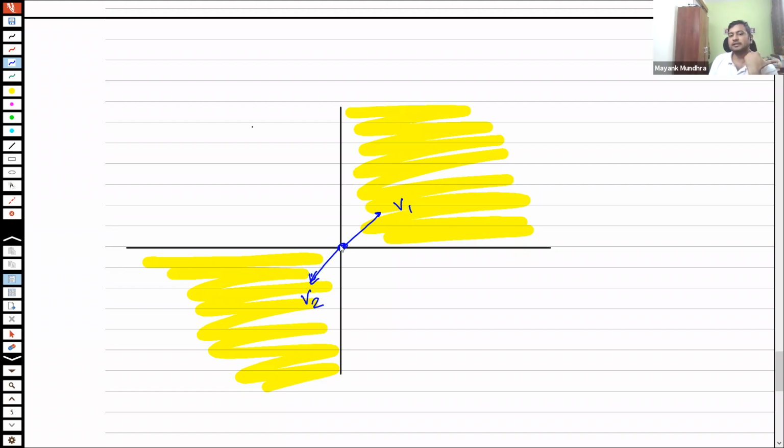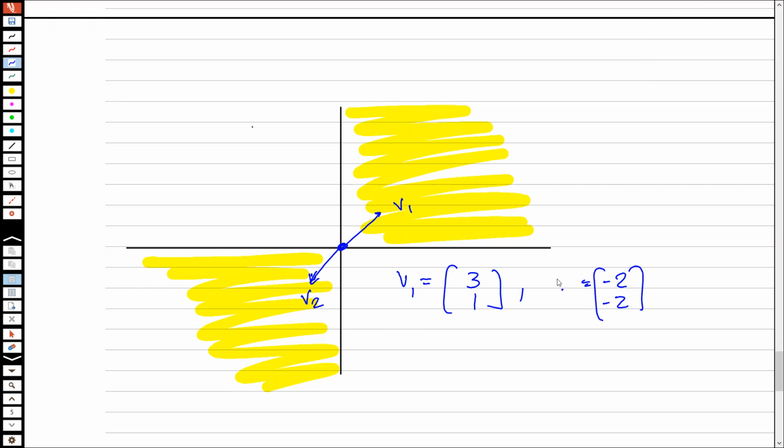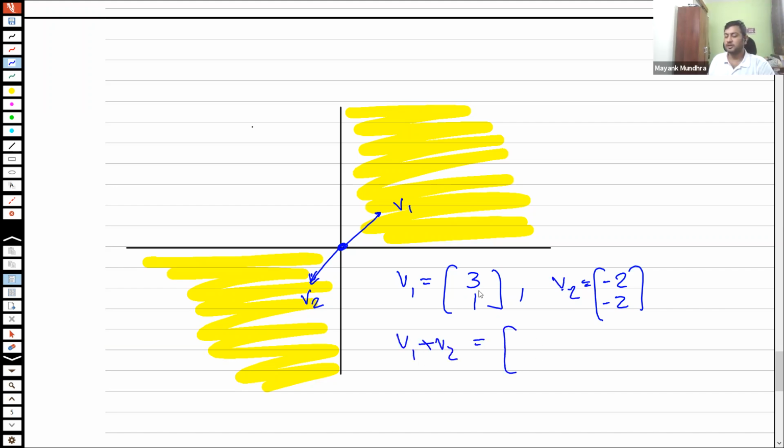Now the idea is a linear combination of these two vectors. Does it continue to be in the yellow region or not? So let me show this with the help of an example. This is a little tricky one. So v1 is, let's say, 3 comma 1, and v2 is minus 2 comma minus 2. Now v1 plus v2 should also belong in the subspace. But when I do v1 plus v2, it just becomes 1 comma minus 1, which is here.